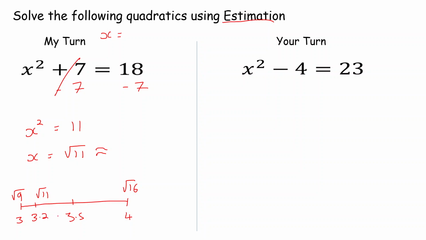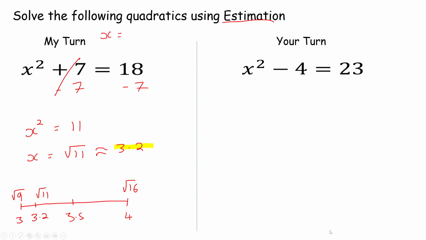Okay, but again, you might put 3.1, you might put 3.3, you might put 3.22. It is an estimation, so the value could change slightly as long as you're not estimating and it's miles off. But 3.2 looks pretty good to me. Okay, so that's my answer.